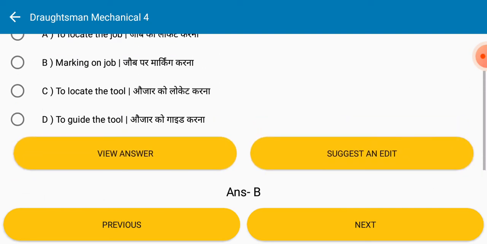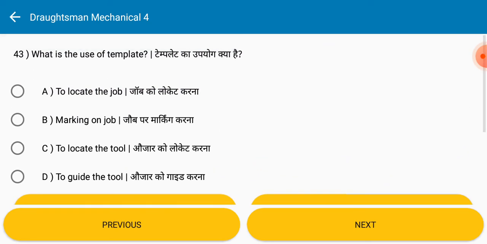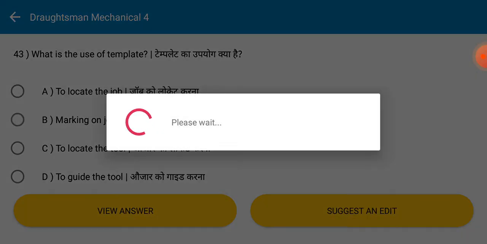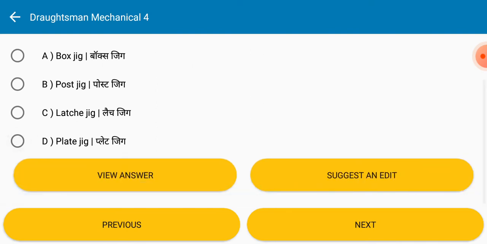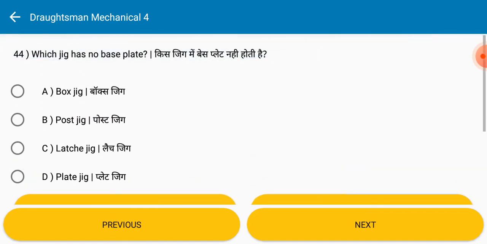Option number B is the right answer. What is the use of template? Marking on the job. Next question. Which jig has no base plate? Option number D is the right answer. Plate jig has no base plate. Next question.